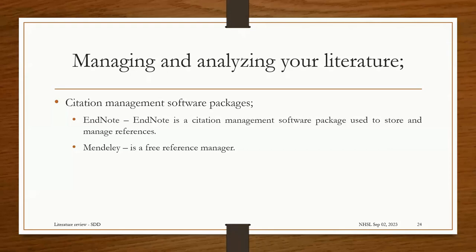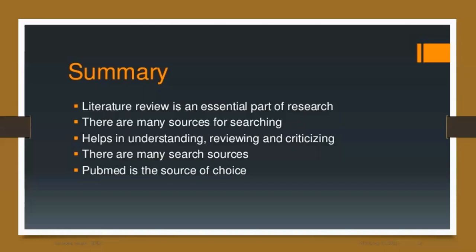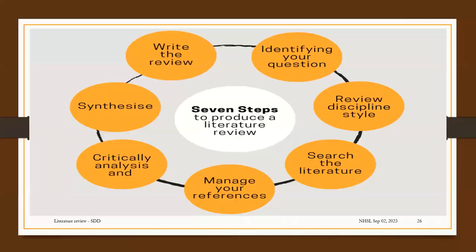A literature review is an essential part of research. There are many sources for searching, which helps in understanding, reviewing, and criticizing, such as PubMed. So that's a brief description of the review. And these are the seven steps to produce a literature review: identifying your question, reviewing the discipline type, searching, managing your references, critically analyzing and synthesizing.